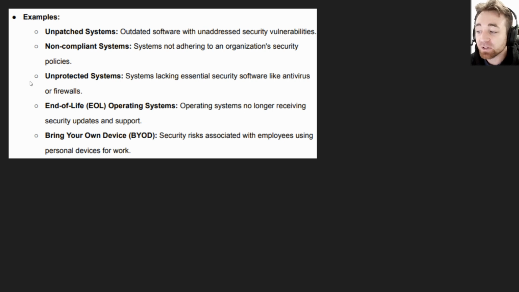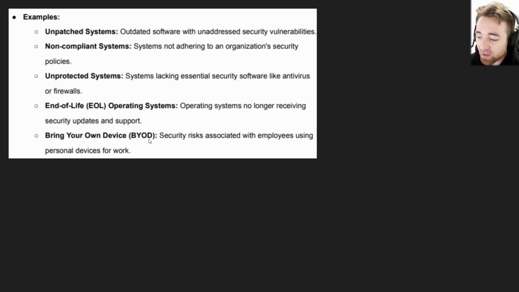And then we have an unprotected system. So that is a system lacking essential security software like antivirus or firewalls. If you don't have antivirus or a firewall, you're probably going to get infected by something. End-of-life operating system is an operating system that no longer receives security updates and support because it's no longer supported. So there's no ongoing support. You're not going to want to have end-of-life because you're basically going to be left open to known vulnerabilities and there's going to be no patches for those.